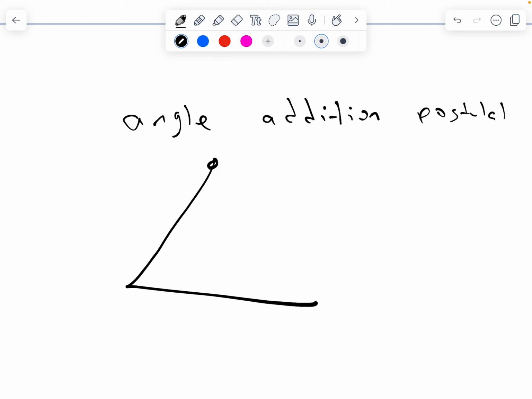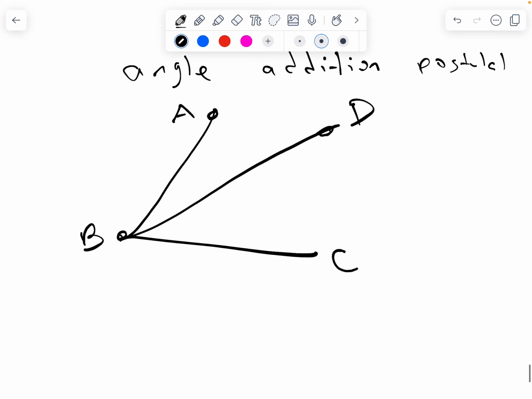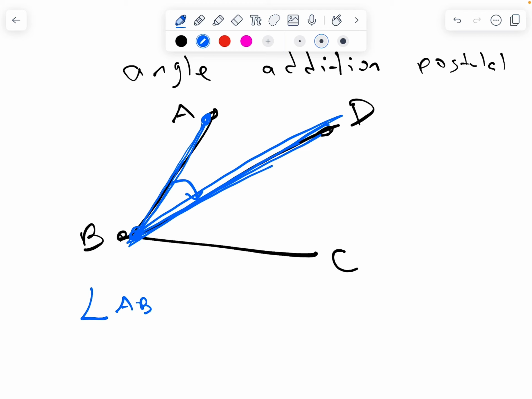Let's say you have something like this. This is A, this is B, this is C. We're going to call this guy D. So the angle addition postulate says, and I'm going to put this in colors, this angle right here, that angle is called angle. We start at A, we move to B, we end at D. So A, B, D. As we say those three letters, we trace out that angle. So angle ABD.